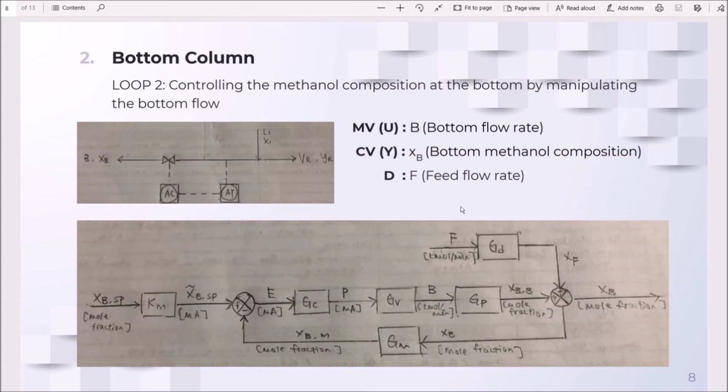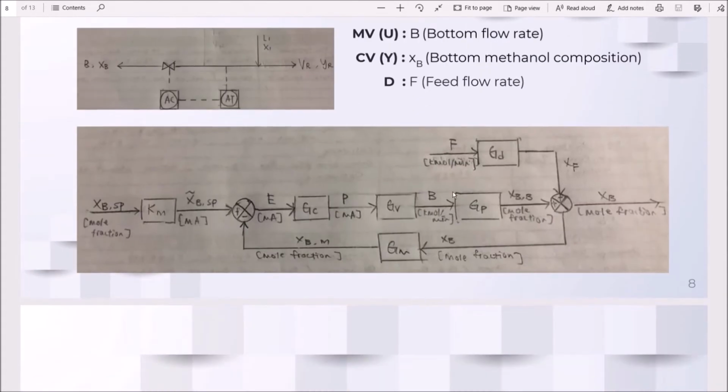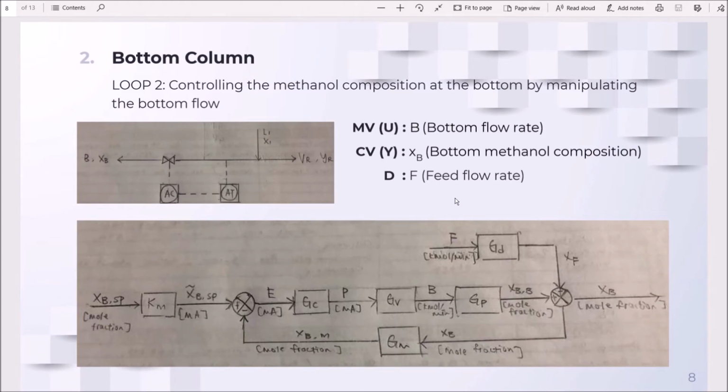Both of the block diagrams are similar, with only a few differences. We also start from the measured variable, which is the XB, where we go through a sensor to the comparator. This comparator compares the XB set point and the XB measured, and an error is produced and sent to the controller.